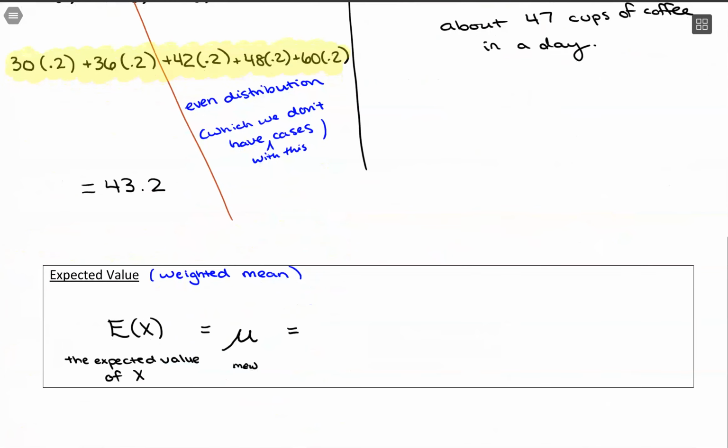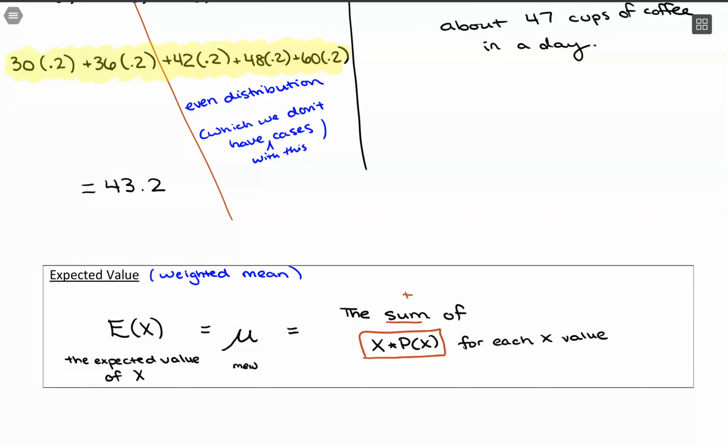So what I'm going to say is to calculate, it's the sum of X times P of X for each X value. So the sum is telling us to add, and we're just going to add up this form of X times P of X. Some notation you might see, I'll just throw it in here.